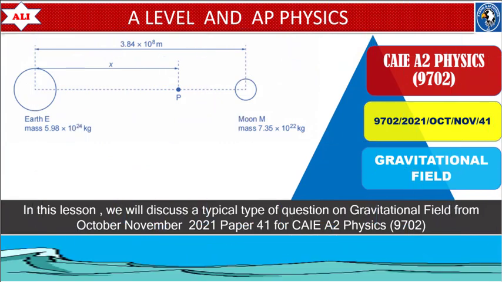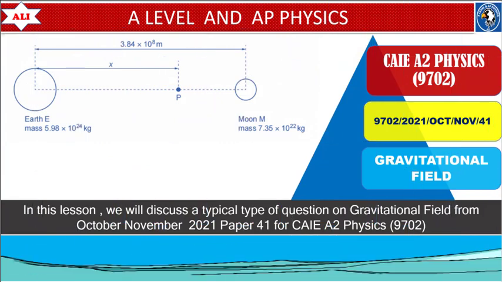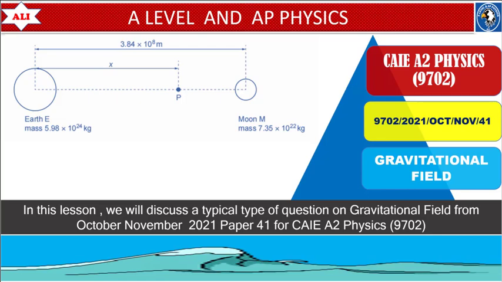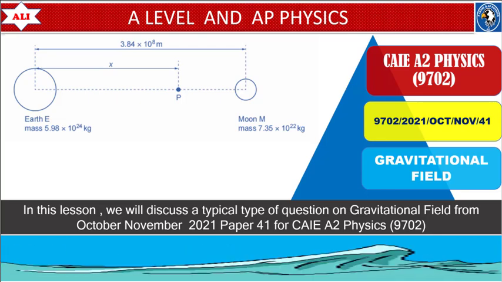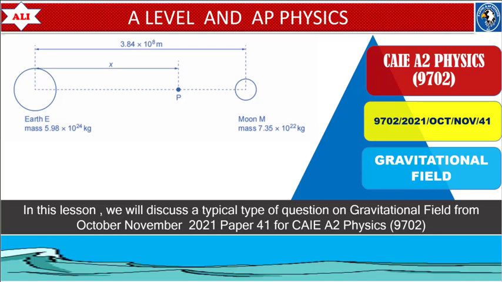Welcome to A-Level and AP Physics. In today's lesson, we will discuss a typical type of question on gravitational field from October-November 2021 paper 4 variant 1. In this lesson, we will discuss what is gravitational potential.